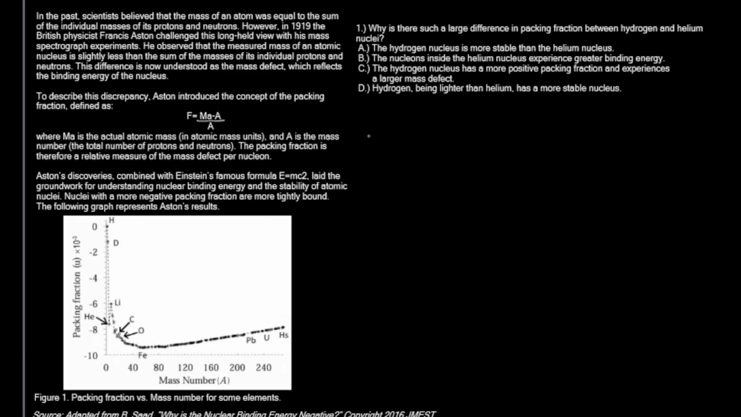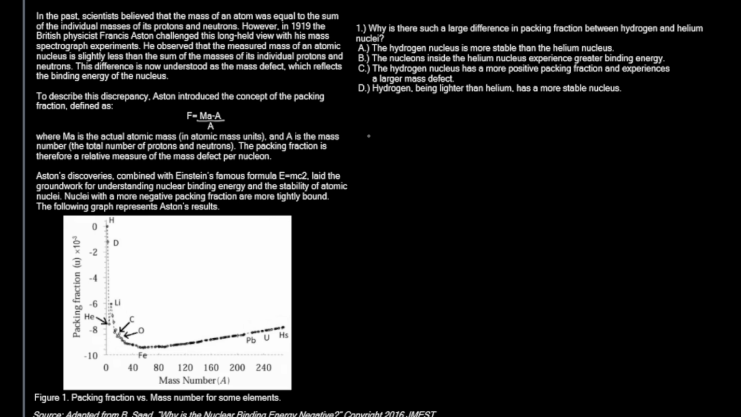In the past, scientists believed that the mass of an atom was equal to the sum of the individual masses of its protons and neutrons. However, in 1919, the British physicist Francis Aston challenged this long held view with his mass spectrograph experiments. He observed that the measured mass of an atomic nucleus is slightly less than the sum of the masses of its individual protons and neutrons. This difference is now understood as the mass defect, which reflects the binding energy of the nucleus.